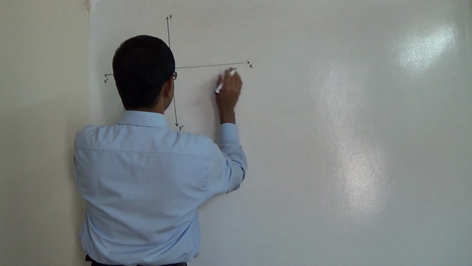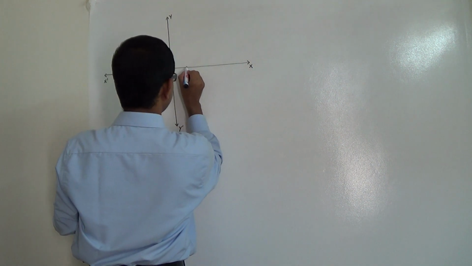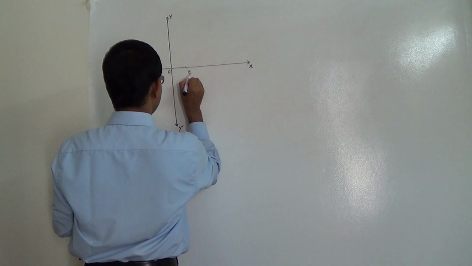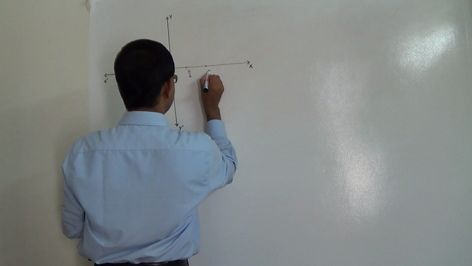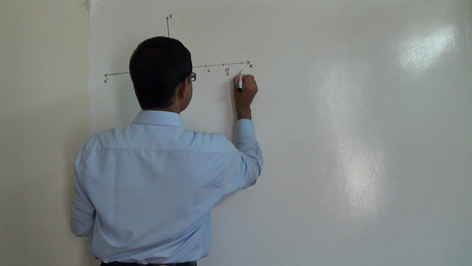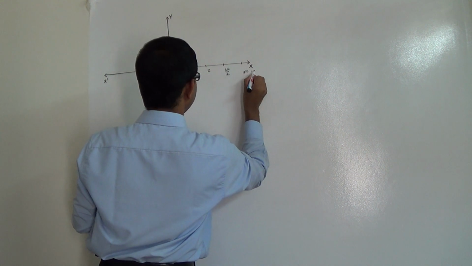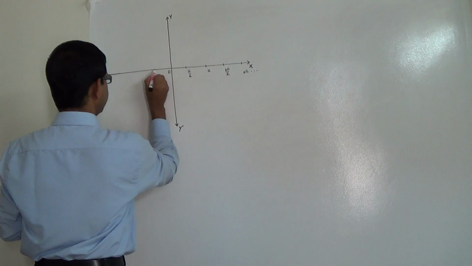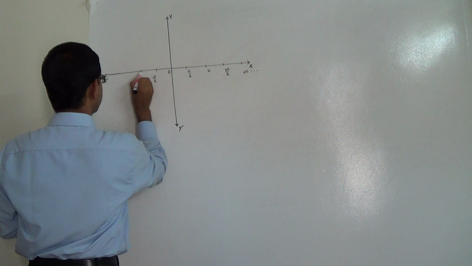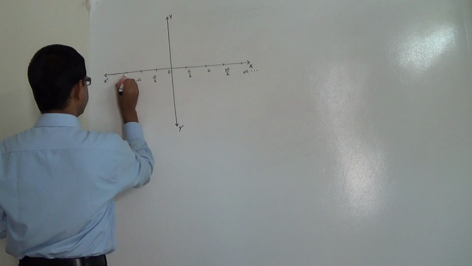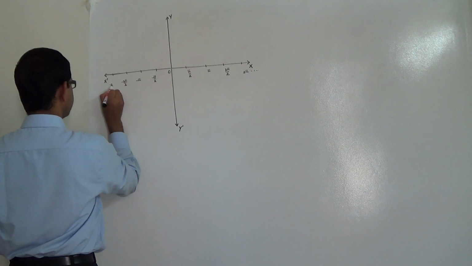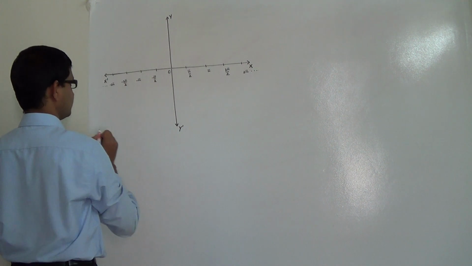Let us divide this x-axis with an interval of angles of pi by 2. So this is pi by 2, this is pi, this is 3 pi by 2, this is 2 pi, and it continues like this. And in the negative angle it is minus pi by 2, it is minus pi, it is minus 3 pi by 2, it is minus 2 pi, and it continues like this.